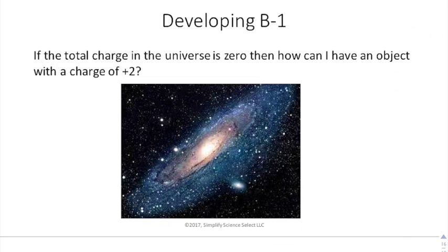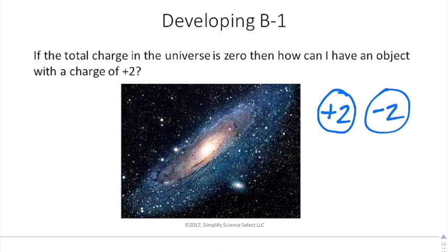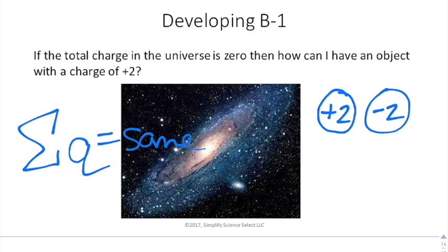Okay, it says if the total charge in the universe is 0, then how can I have an object with a charge of +2? And the answer is if you have a neutral object, you have to have another neutral object that when this becomes +2, the other one becomes -2. What it means is it says for the entire object or the entire universe, the sum of all the charges is equal to the same number. It doesn't mean that it can't affect individual charges. Individual things can take charge, lose charge, but the total charge in the universe has to be the same.